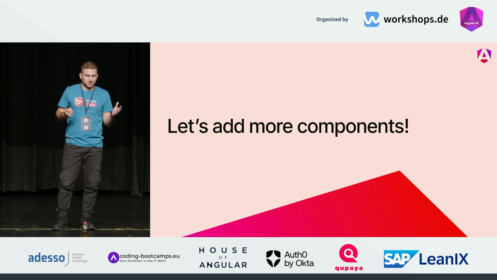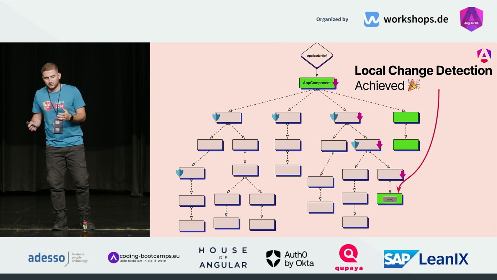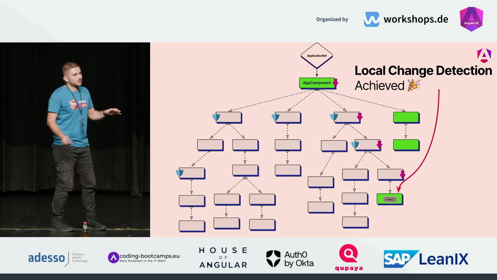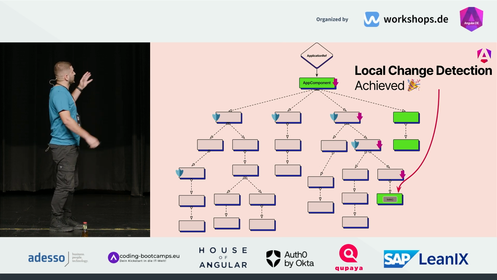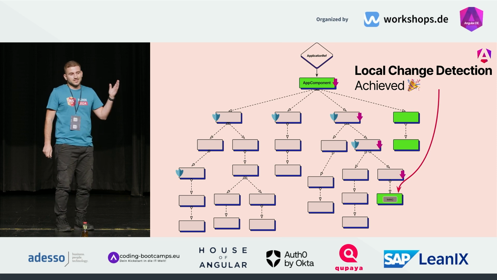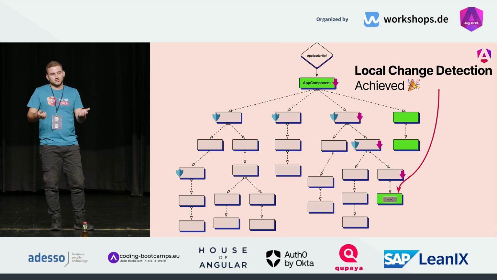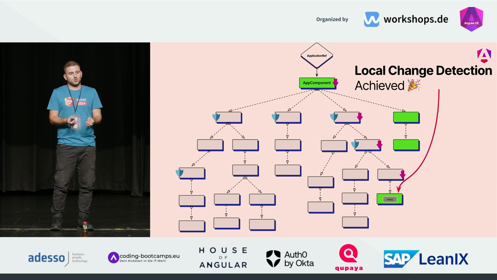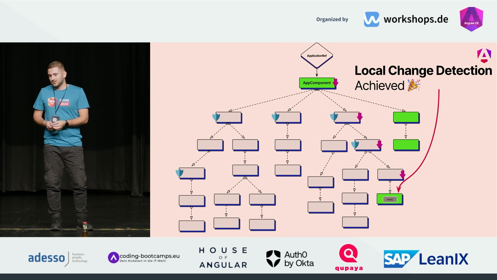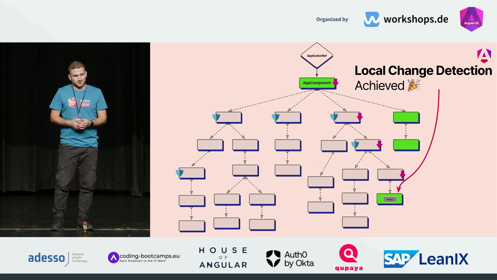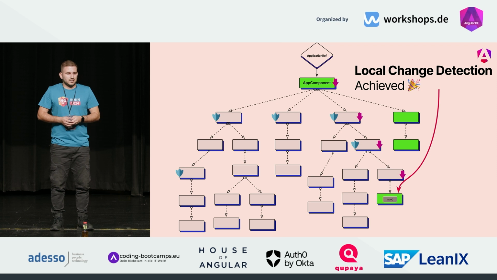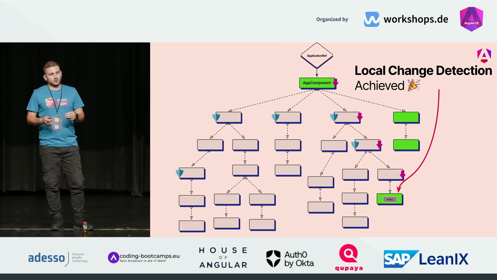Let's add more components. If we have that, it will look something like this. Instead of rendering the whole tree, we only render one component. And that, to me, looks like local change detection, so only at the component level. But you'll need to use OnPush. And with signals, that's even easier, because, as I said, Angular will apply new rules that will always make sure that everything changes and gets updated.